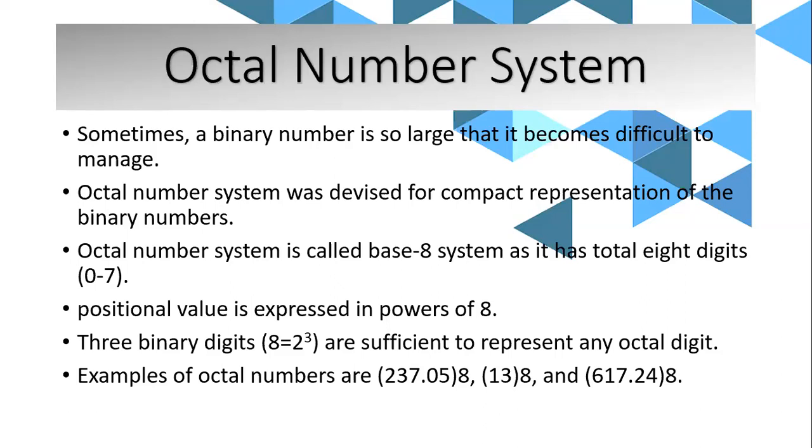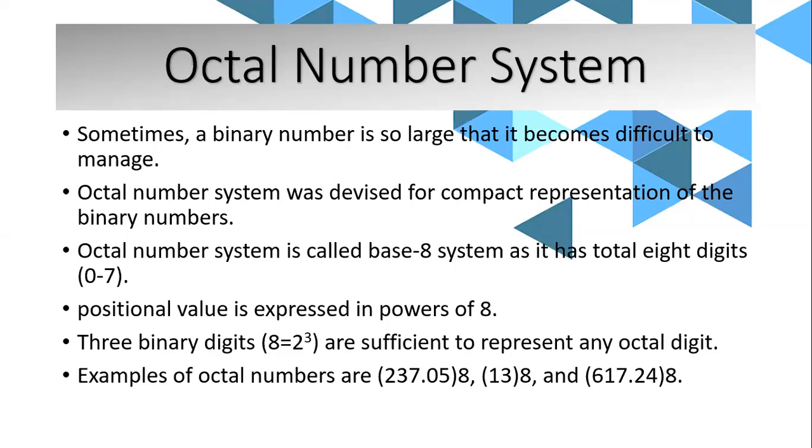So 3 binary digits, that is 2 raised to 3, gives us 8. So 3 binary digits are sufficient to represent any octal digit. So this is how it compactly represents a binary number. 3 binary digits represent 1 octal digit.